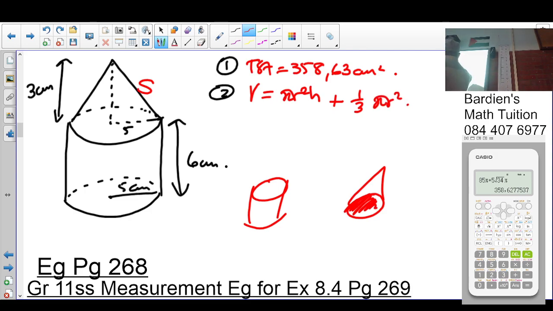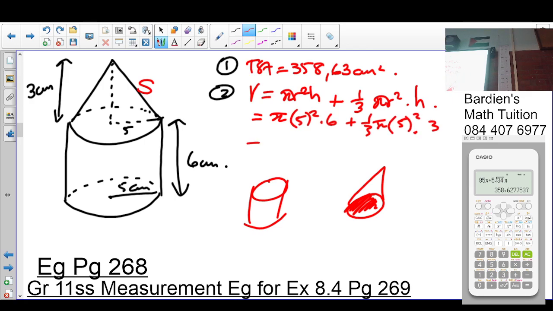Pi r squared times your perpendicular height here. So it's a third area of base times height. Okay, so that will simply be pi. What's the radius of the cylinder? It's 5 squared times the height, which is 6, plus a third pi, the radius of the cone, 5 squared, times the depth, which is 3.